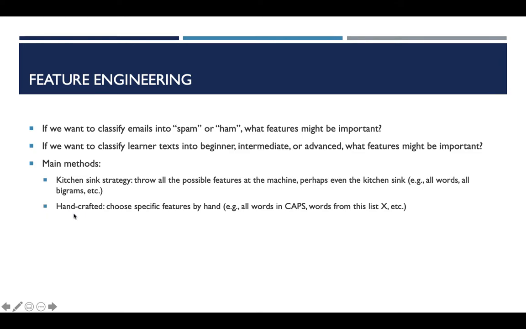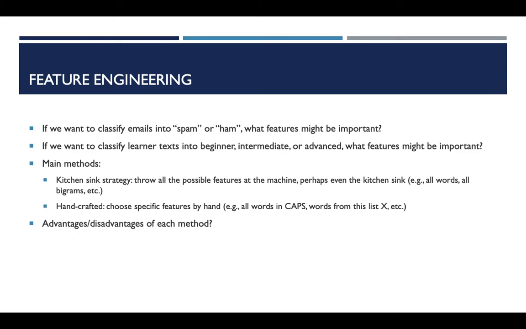In other scenarios, you want the handcrafted strategy where you know that some features won't be helpful, but other features will be. So you might choose some specific features by hand, like all the words that are in capital letters, or all words from this particular list that I expect to be relevant to making these classifications. So you could use a more handcrafted strategy. And so there are advantages and disadvantages of each of these methods.